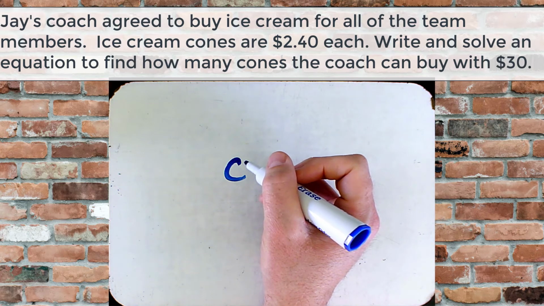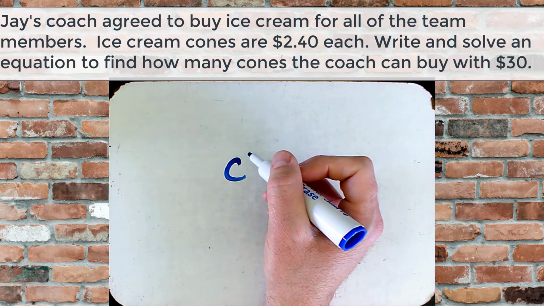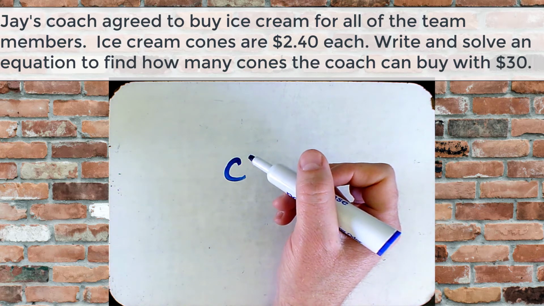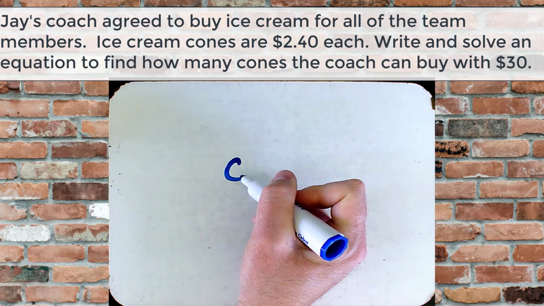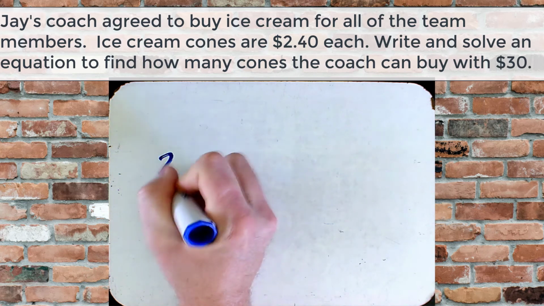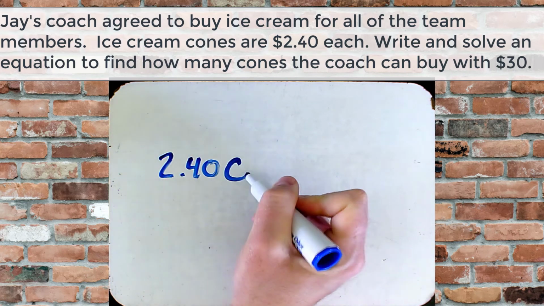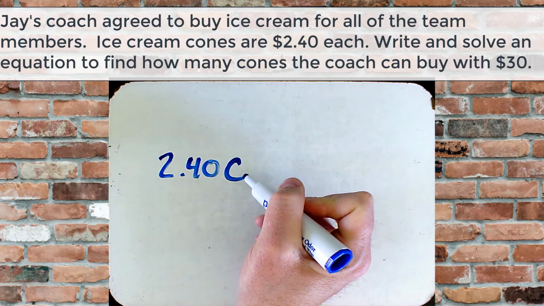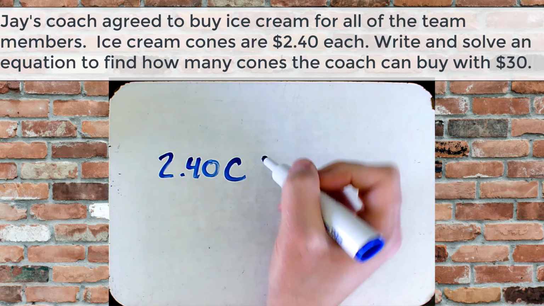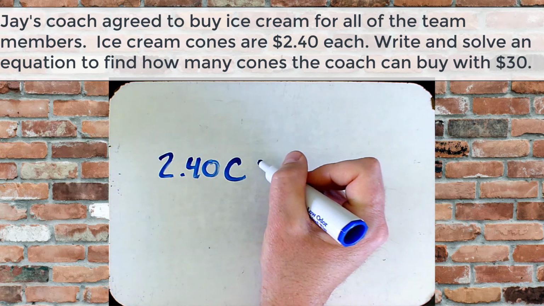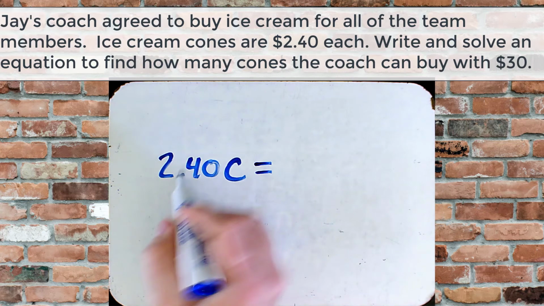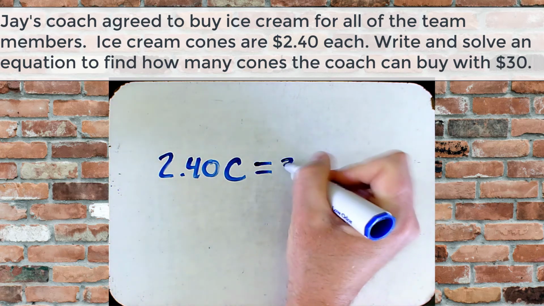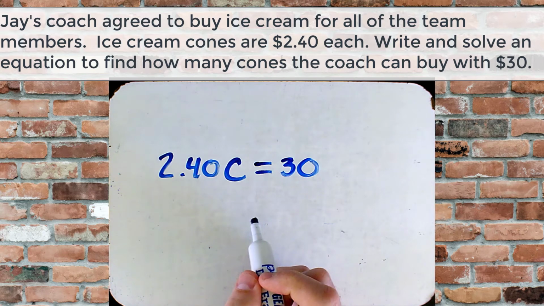Now I know that the ice cream cones cost $2.40 each. So if I wanted to find the total cost, I would normally do $2.40 times however many ice cream cones were bought. Since C represents the number of ice cream cones bought, I would write $2.40 times C to tell me the total cost. I also know that the coach has $30 to purchase ice cream cones with, so my 2.40 times C has to equal $30. And now I have my equation.